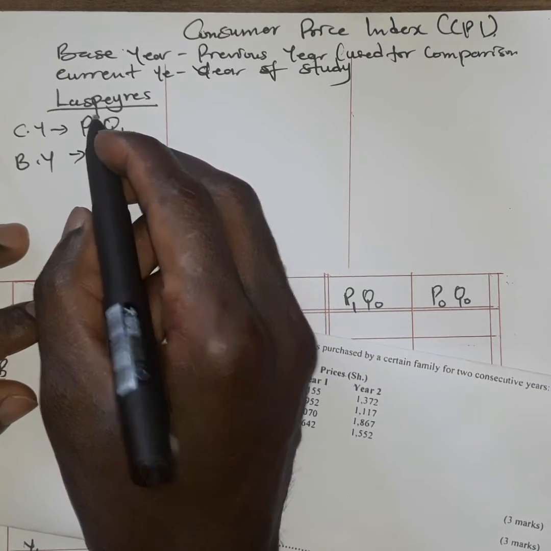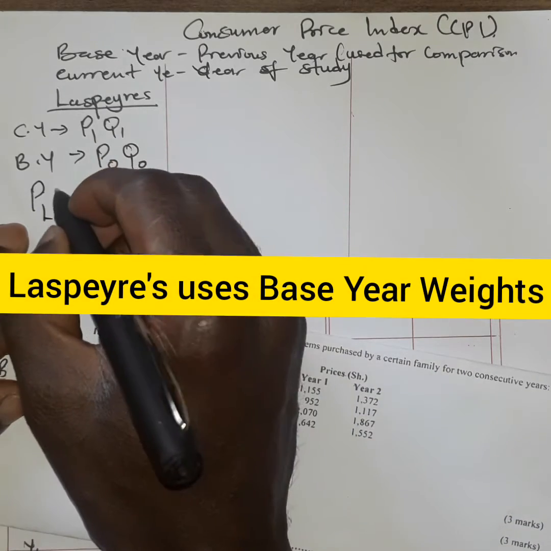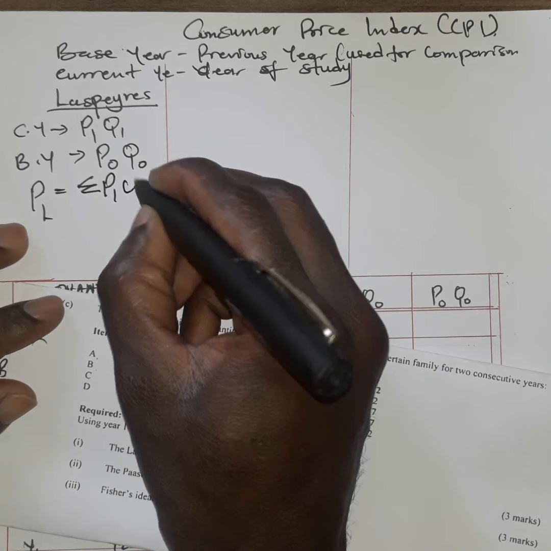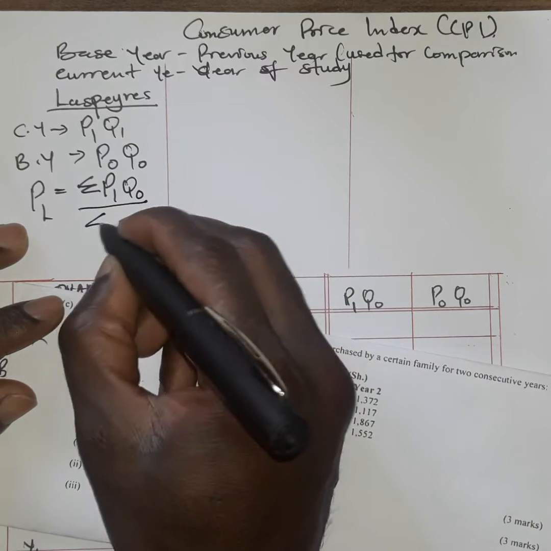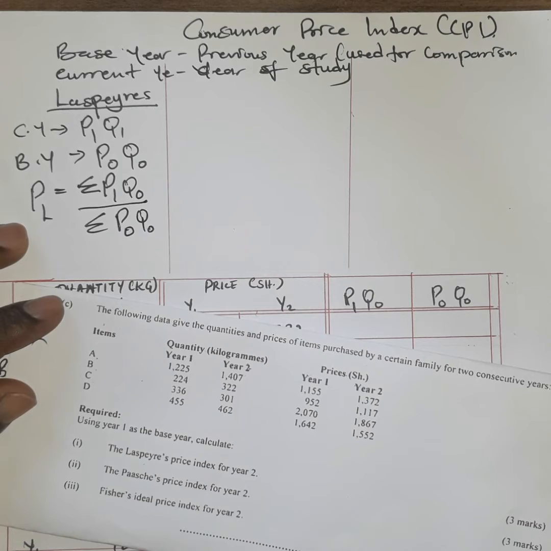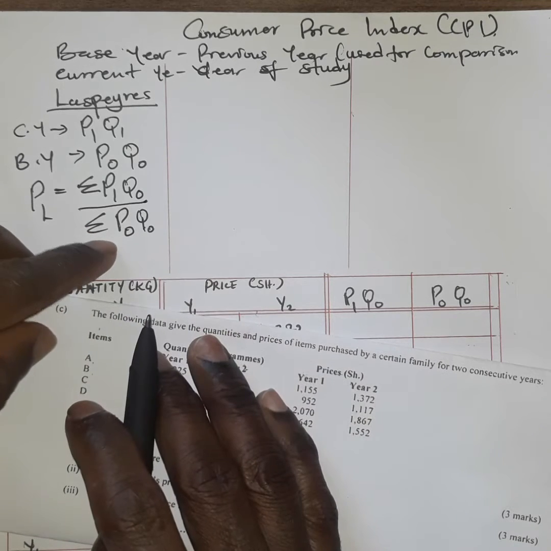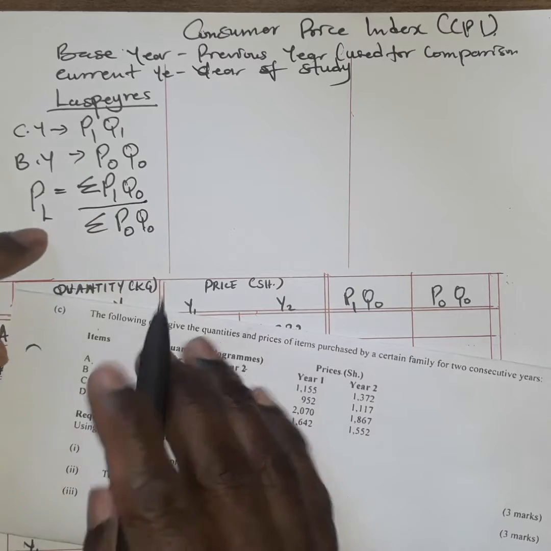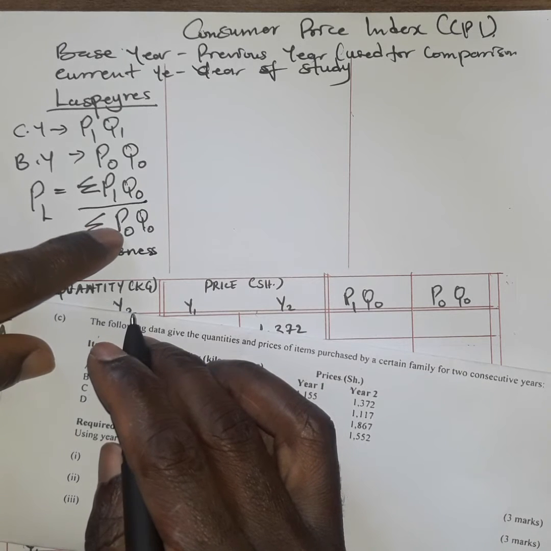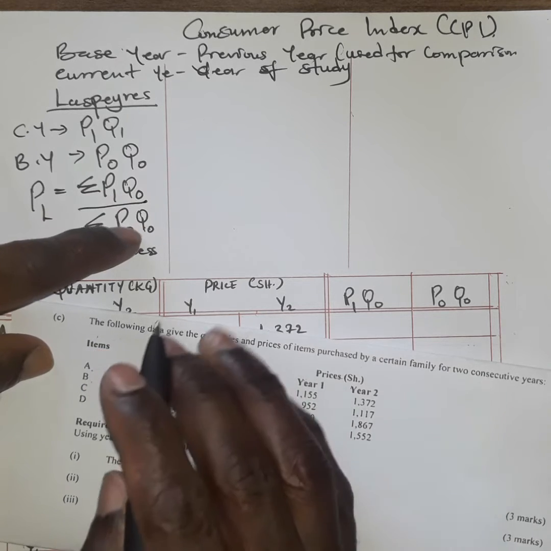So the formula for the price index according to Laspeyres is the summation of price in current year times quantity in base year, divided by the summation of price in base year times quantity in base year. As we can see in this equation, there's some element of positivity bias, because this formula only relies on the base year and neglects the current quantity.